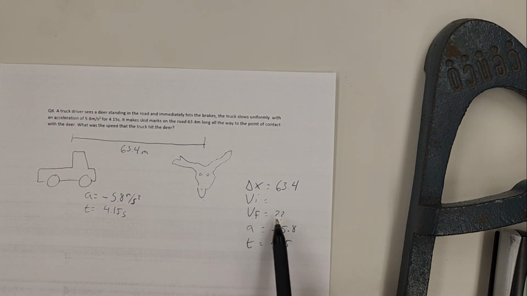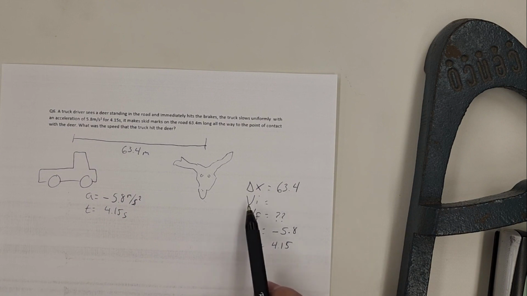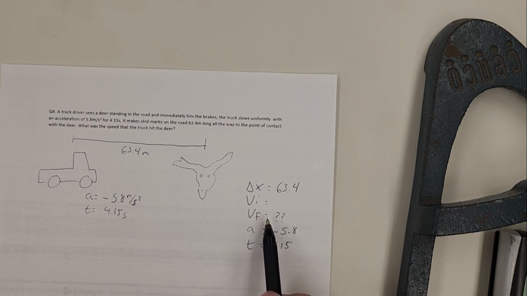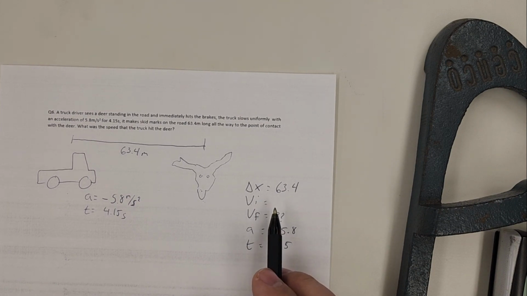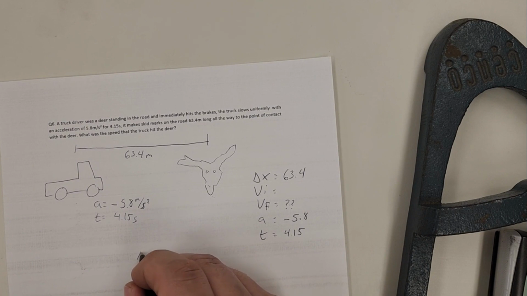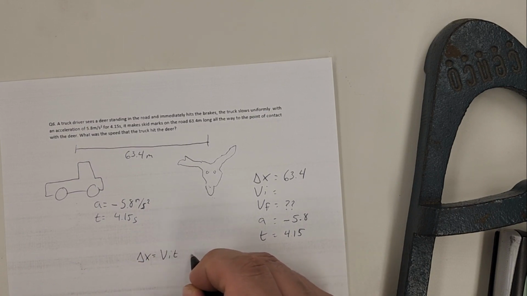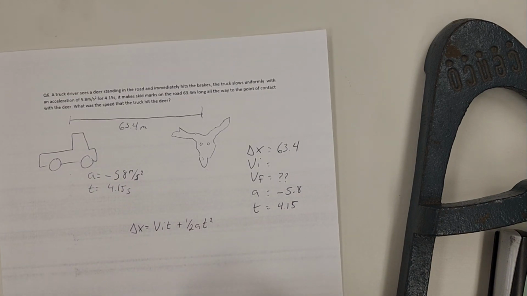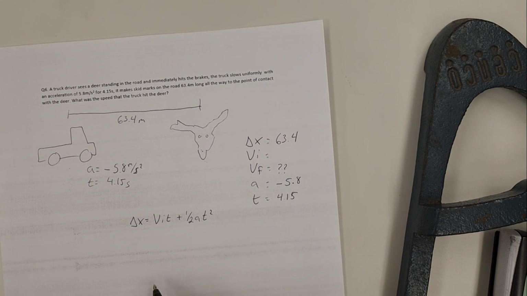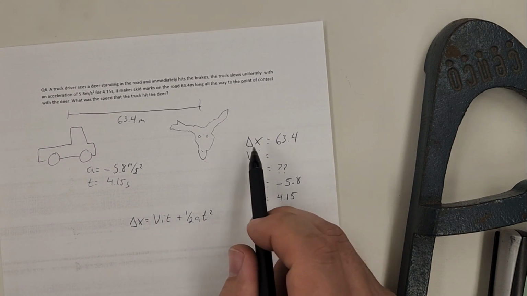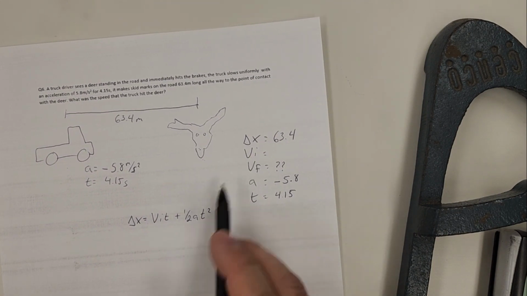So we need to take a little detour. Before we can solve for VF, we need to solve for VI. So it switches the problem around. Now I'm going to look for one that does not have VF so I can get VI by itself. And that ends up being the equation change in X is equal to VIT plus 1/2 AT squared. So let's start plugging in for that one so we can solve for VI so that we can solve for VF. So it's a two-part problem. That's why it's the last one.